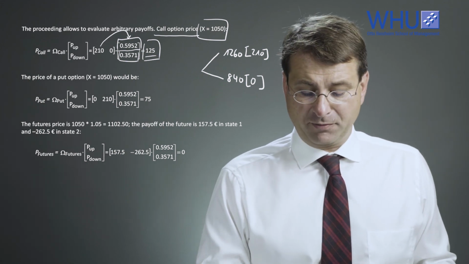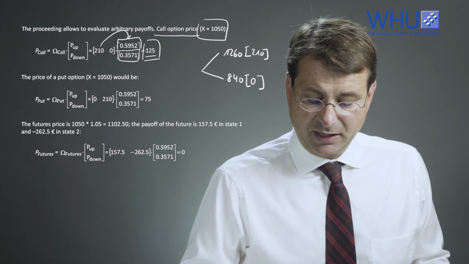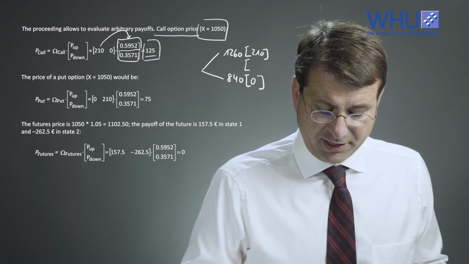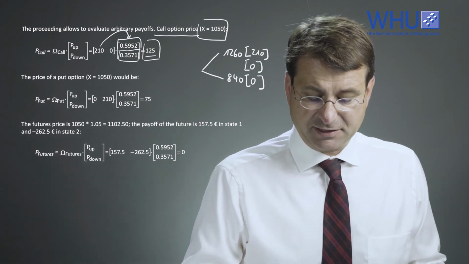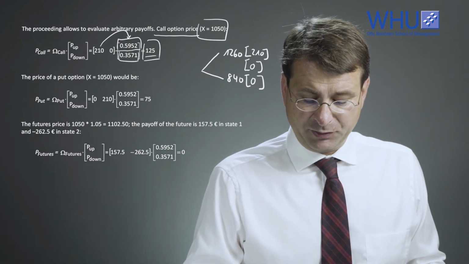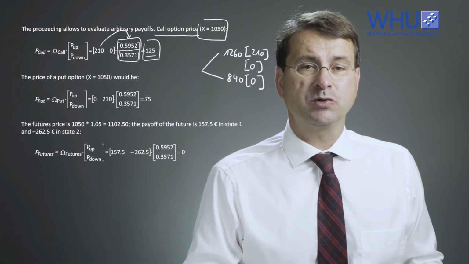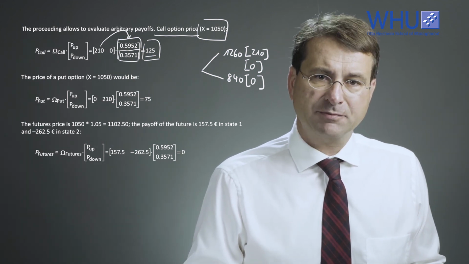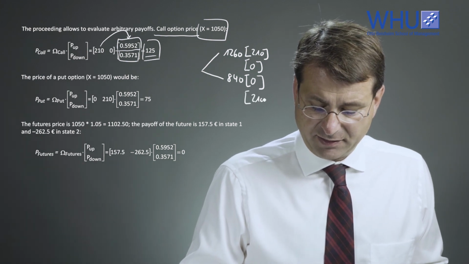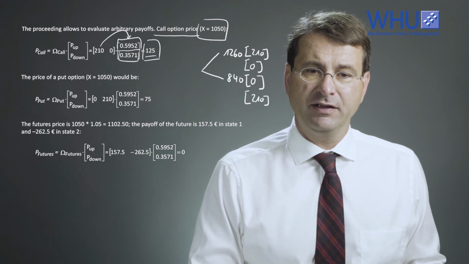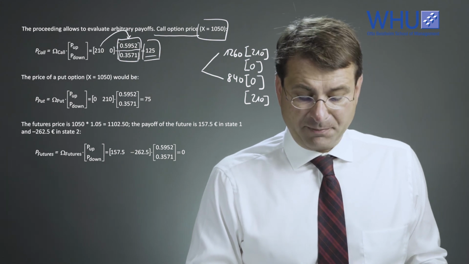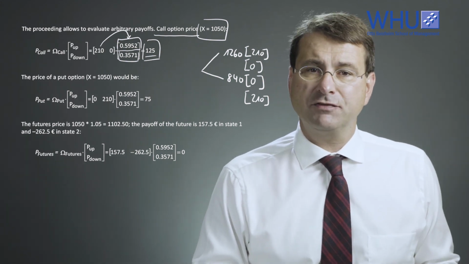Now we can apply the same thing to the put option. If we have a put option and the stock price goes up to 1260, then the put option obviously expires worthless, at least if the exercise price is again 1,050. If, however, the value of the stock goes down to 840, and if the exercise price of the put option is 1,050, then in the down state, the put option has a value of 210, namely 1,050 minus 840.